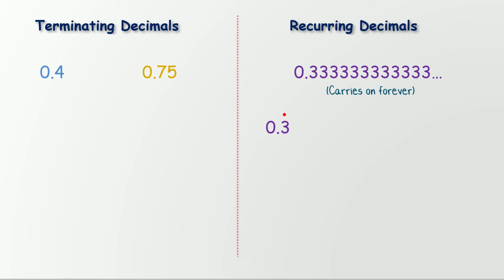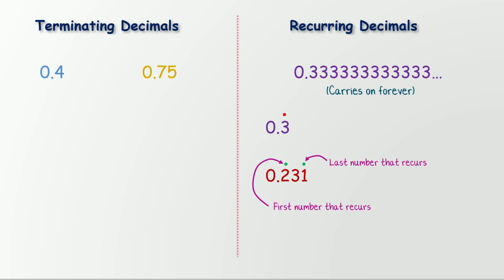Now in some cases, more than one digit can repeat, such as 0.231, 231, 231, and so on. It's the whole 231 part that is recurring. So we can write this as 0.231, and we can place a dot above the 2 and the 1, because 2 is the first number that reoccurs and 1 is the last number that reoccurs.